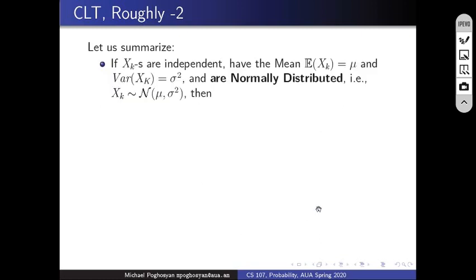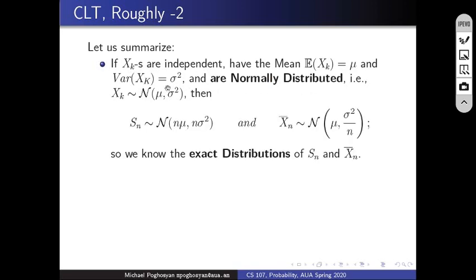And summarizing, comparing with normal: if the Xk's are independent with mean mu and variance sigma squared, and are normally distributed, this is important. If Xk is normal with mu and sigma squared, then Sn is exactly normally distributed with n mu and n sigma squared. We talked about this in the first part. And Xn bar is exactly normally distributed with mu and sigma squared over n. This is the case when the Xk's are normally distributed.